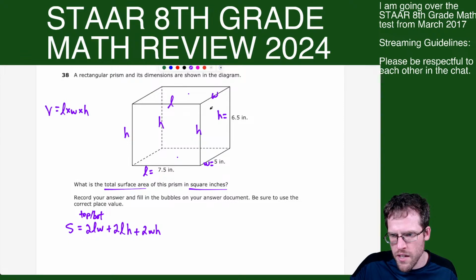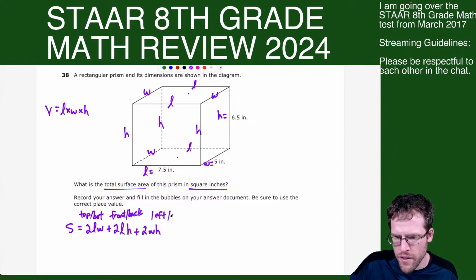LH, so if you look at LH, H shows up here, here, and here. L times H would give you the area of the front and the back of the rectangular prism. And now WH would be over here. I could put a W here, and a W here. It would be the left and the right face.